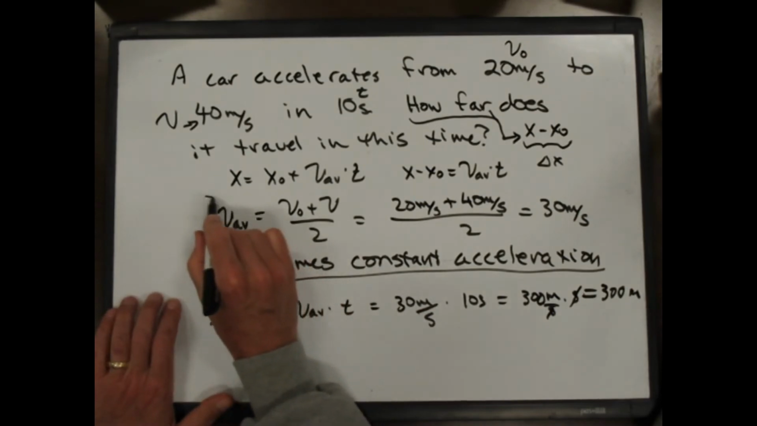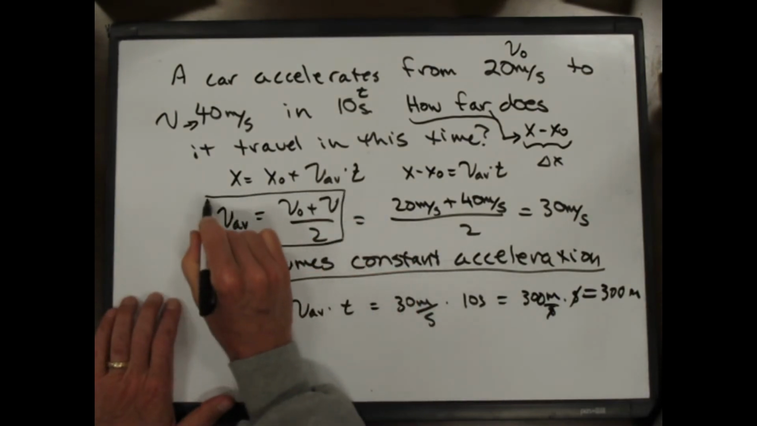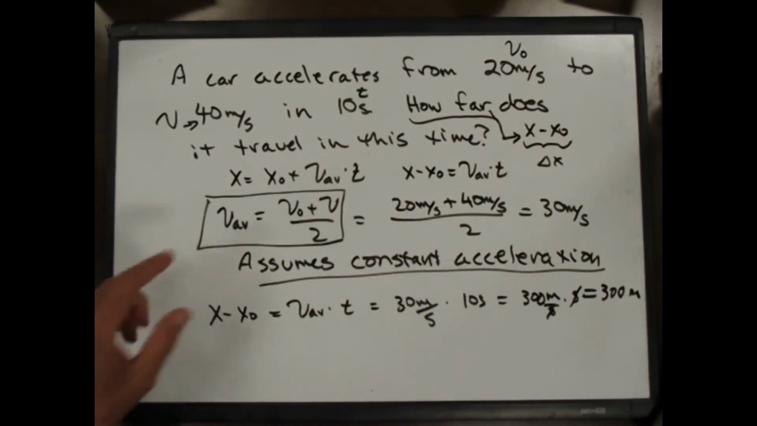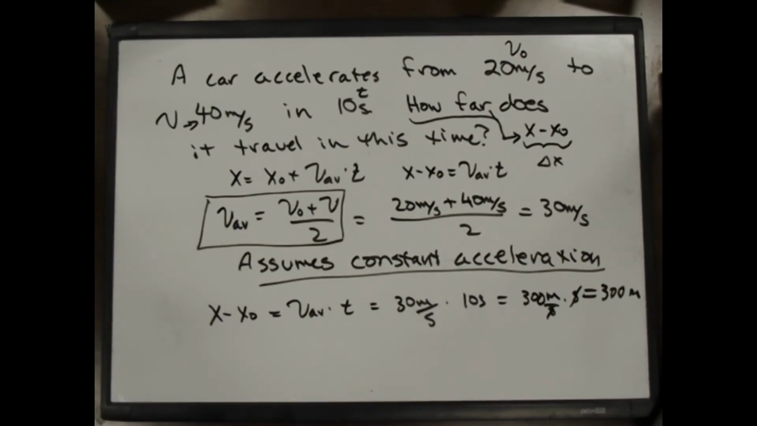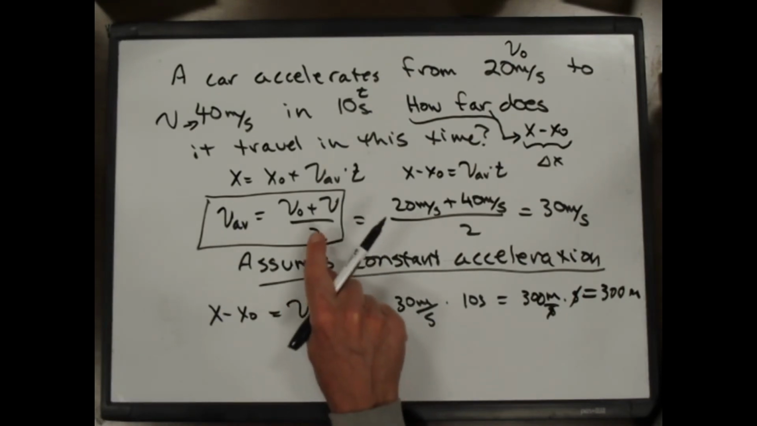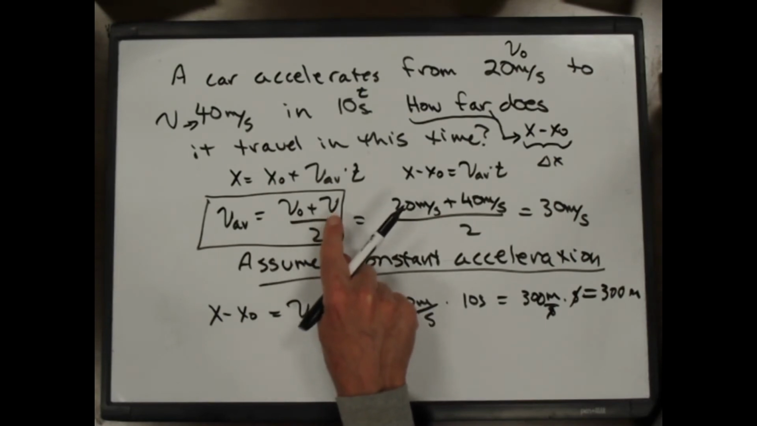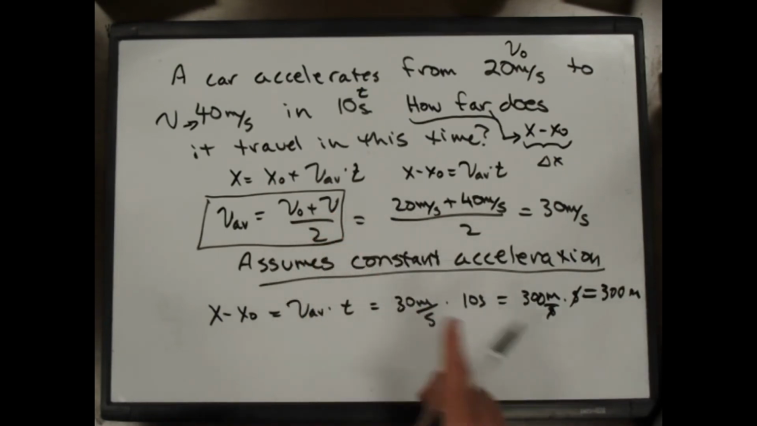And we got an additional equation we hadn't really talked about before, which defines the average velocity as not just the change in position over the change in time, but also the initial plus the final velocity divided by 2, as long as the acceleration is constant.